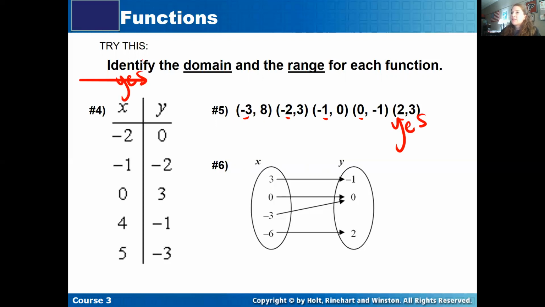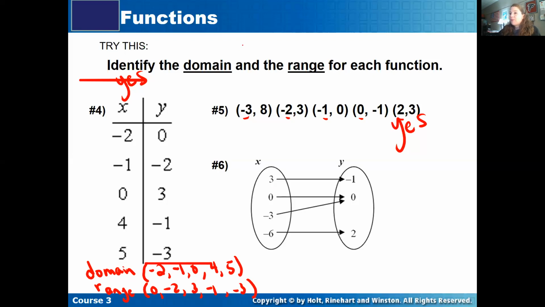Oh, the directions say to identify the domain and the range. Hold on, coffee break. Well, remember earlier when I said the domain are all the X values, and the range are all the Y values. So if I was to identify the domain for number 4, I would say that the domain are the numbers -2, -1, 0, 4, and 5. And the range values are my Y values, or the output. So I have 0, -2, 3, -1, and -3.